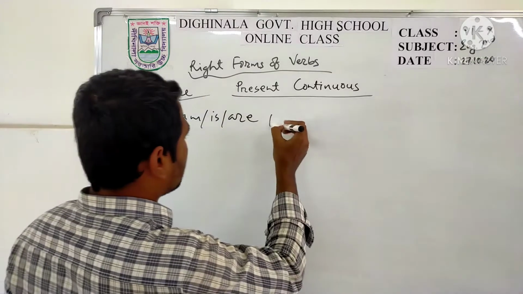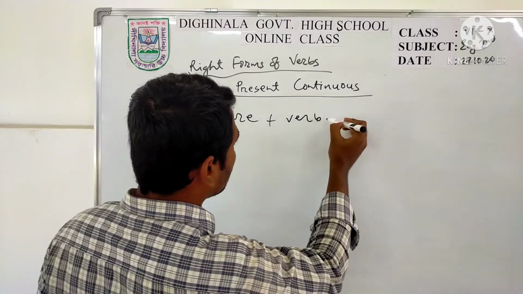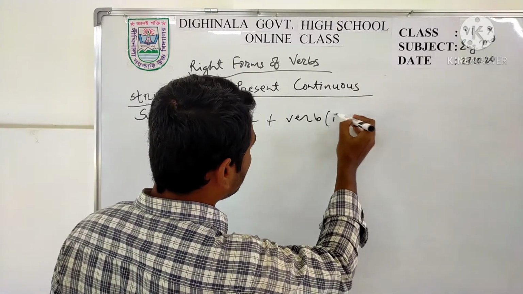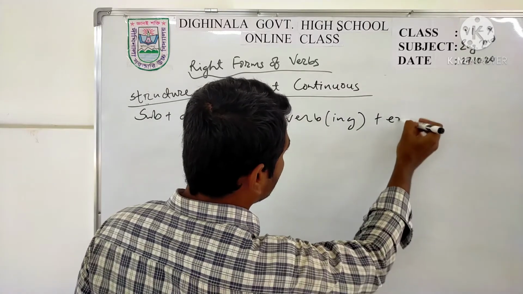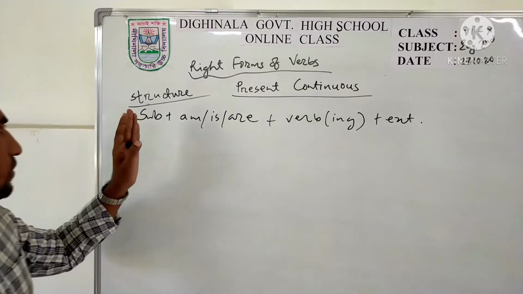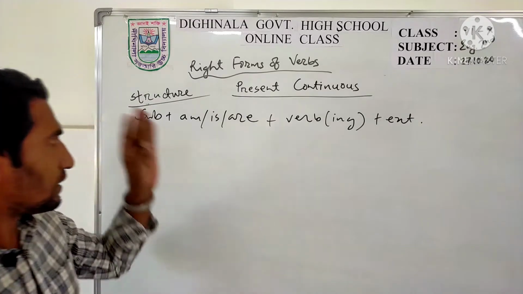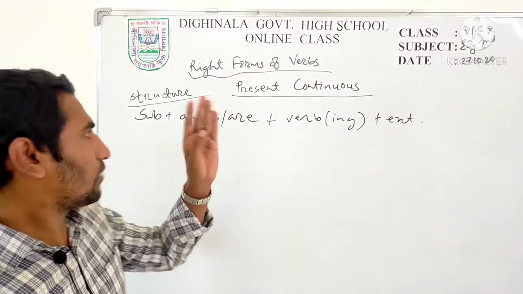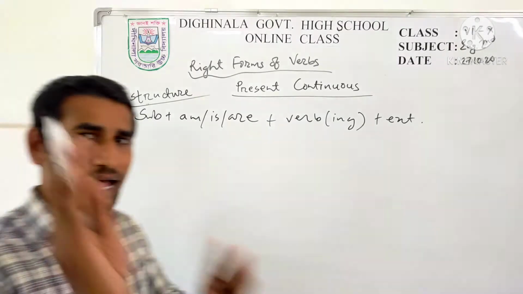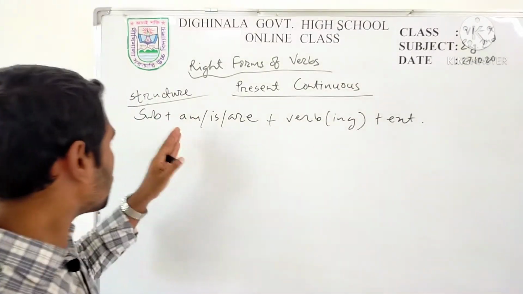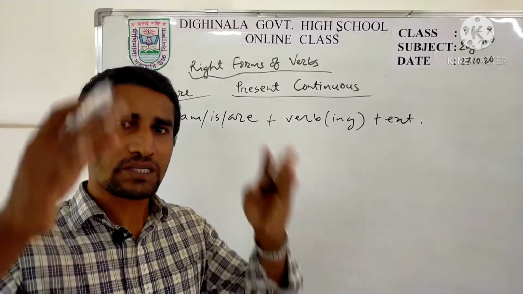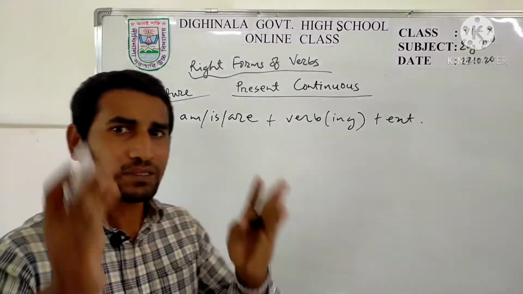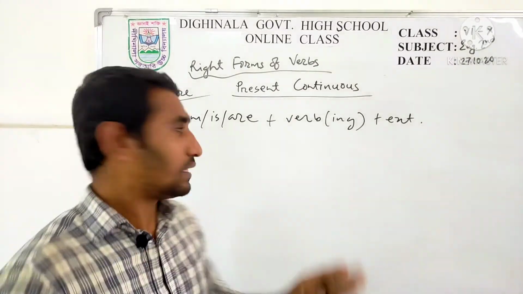verb with ing, then extension. So you have to remember, you have to be clear after which subject you have to put am, is, and are. If the subject is I, then you have to put am, and if the subject is third person singular, you have to put is, and if the subject is you and plural, then you have to put are.